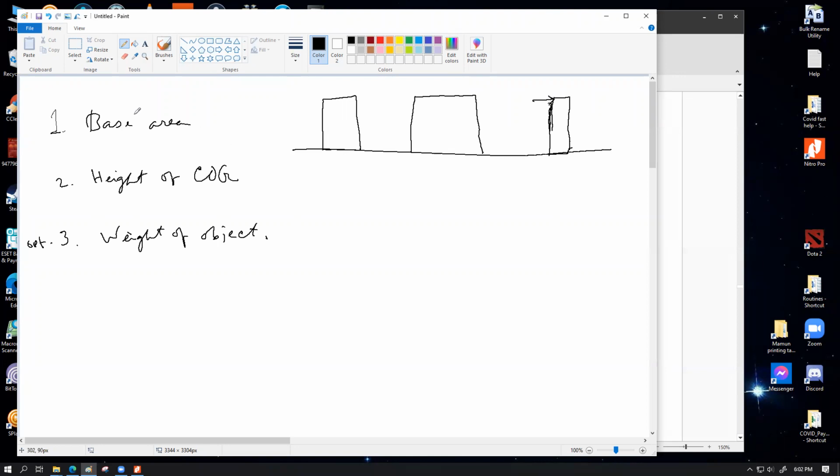It has the smallest base area. So for the base area property, we say that this property affects the stability like this: more base area, more stable. Less base area, less stable.